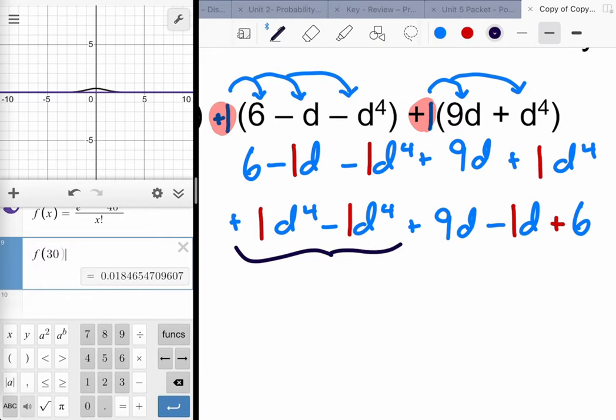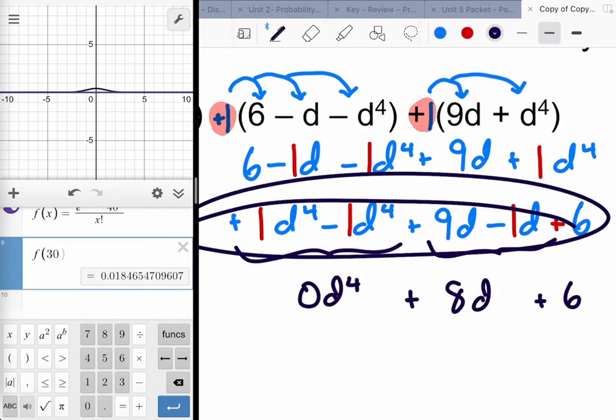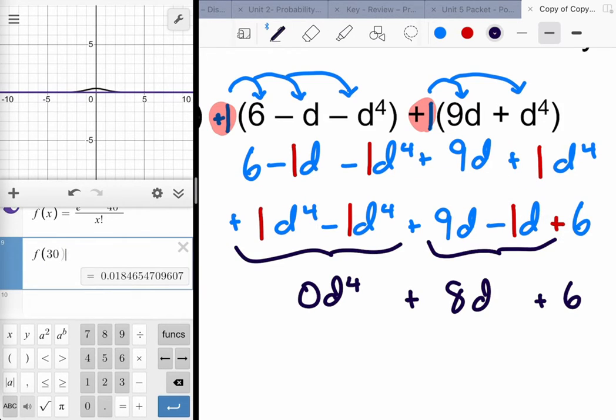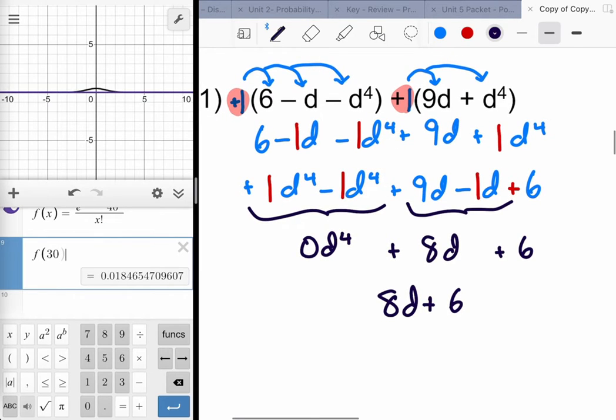These like terms are being combined. So positive 1d to the 4th minus 1d to the 4th would become 0d to the 4th. Positive 9d minus 1d would become positive 8d plus 6. Again, another step that you wouldn't have to show. I would just like you to understand why you're doing what you're doing. All right. So this becomes 8d plus 6.